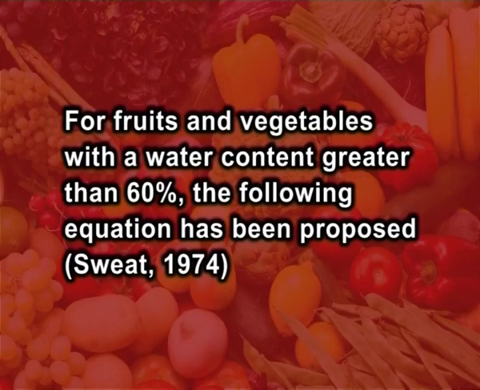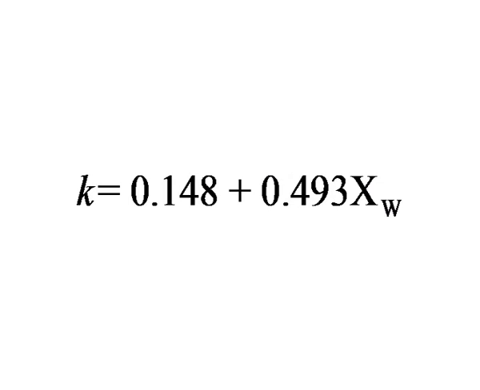For fruits and vegetables with water content greater than 60%, the following equation has been proposed to compute the thermal conductivity. k is equal to 0.148 plus 0.493 into xW. Here xW is the same as that of specific heat, which is water content expressed as a fraction.